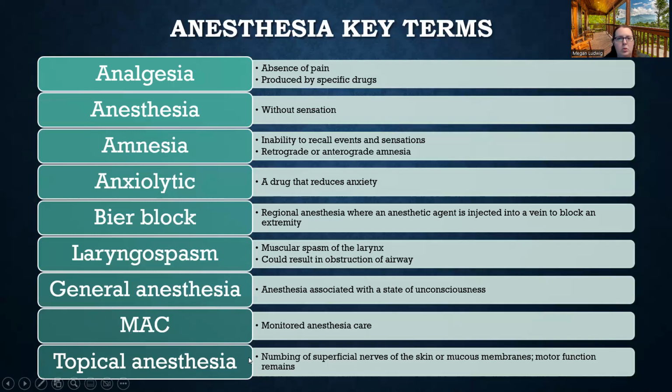So topical means we're just going to numb, usually with an injection, a sub-Q injection, could be with a cream, but topical anesthesia is numbing the superficial nerves of the skin or mucous membranes. But notice it says motor function remains. So if we're going to be taking off a mole, let's say on the hand, we're going to numb all around where we're going to cut. It's going to numb those very tips of the nerves on the skin, but they'll still be able to move their hand, etc. They could even feel pressure.